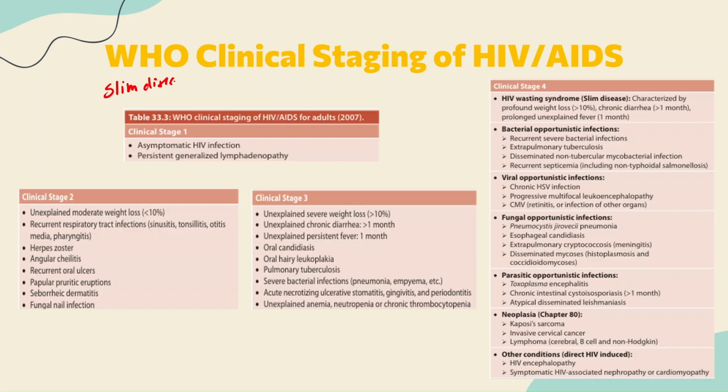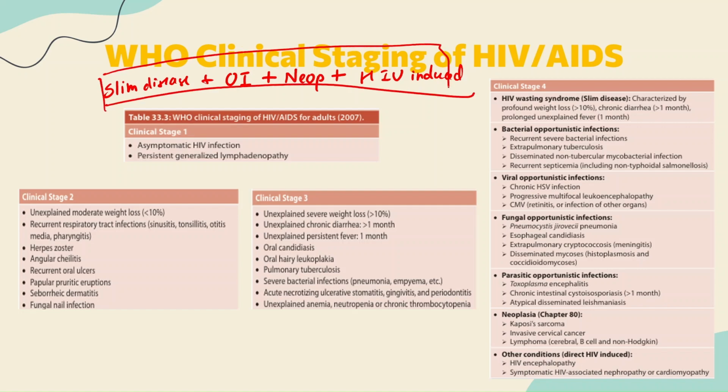If the patient has slim disease, is presenting with opportunistic infections, and also has a neoplastic condition, or may have direct HIV induced conditions like encephalopathy, nephropathies and cardiomyopathy, so any of these disorders are present. See, I am not saying that all of them will be present. Any combination simply indicates the patient is belonging to clinical stage number 4.